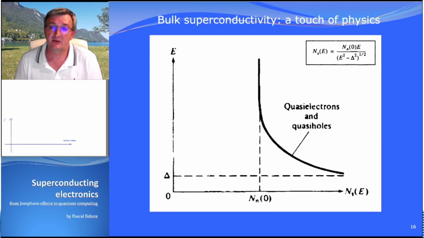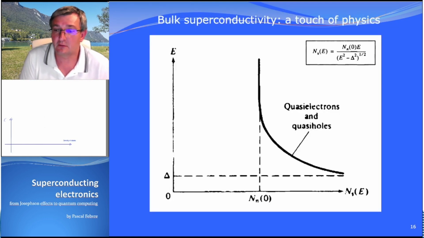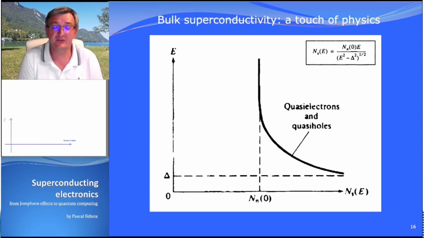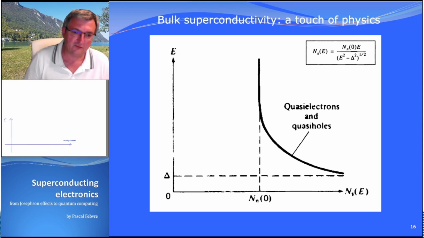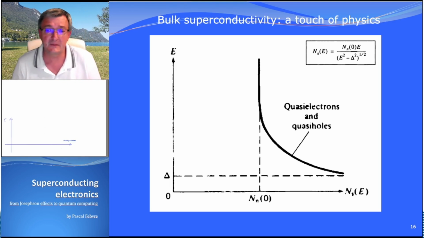I will try to... I already presented the fact that because of the lattice and the interaction between the electrons, the free electrons in the lattice form Cooper pairs, which are created basically from free electrons.